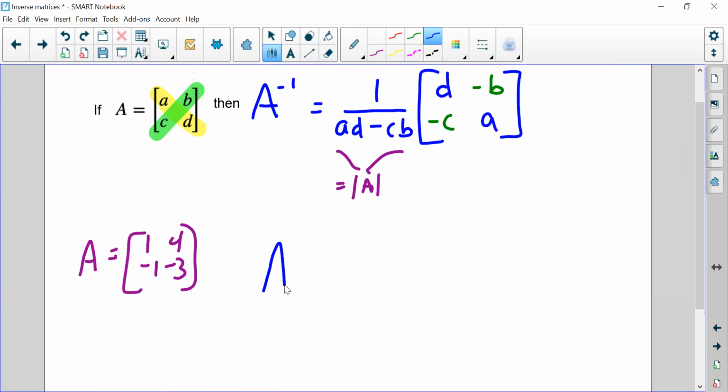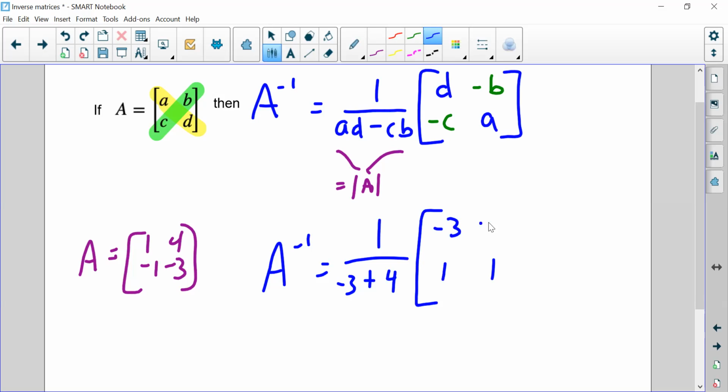And it's going to equal 1 over, diagonal down, multiply together. So 1 times -3 is -3, minus diagonal up, multiply together. So -1 times 4 is -4, so that becomes a positive. Okay, rewrite this. The main diagonal, the 1 and -3 switch, so it becomes a -3 on top and a 1 down here in the bottom corner. And then the other diagonal, the diagonal up, needs to be negated, so this -1 becomes a +1, and this 4 becomes a -4.